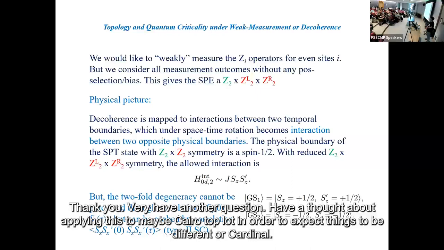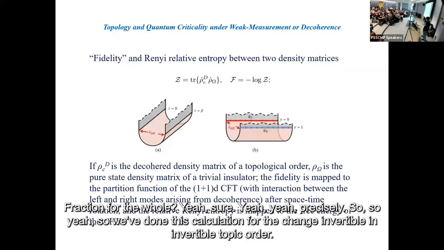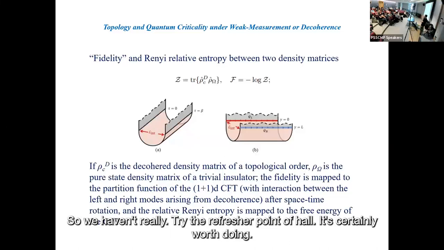Sorry, I have another question. Have you thought about applying this to chiral topological order, where you might expect things to be different? Fractional quantum Hall, yeah, sure. Precisely. We've done this calculation for the Chern insulator, a chiral invertible topological order. So we haven't really tried the fractional quantum Hall. It's certainly worth doing, I think.